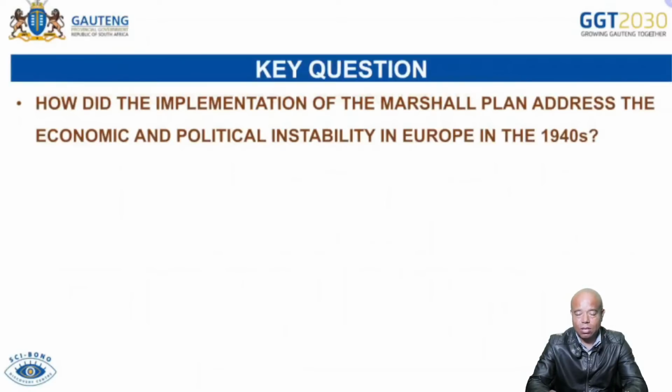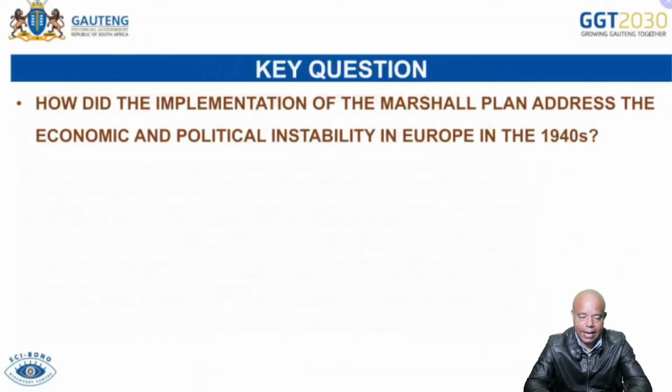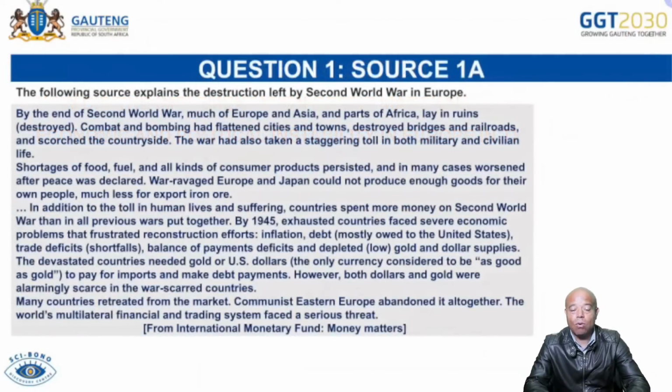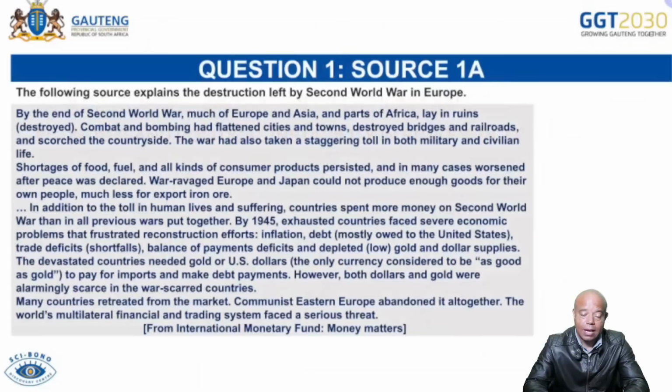So the key question, here's an example of a key question. How did the implementation of the Marshall Plan address the economic and political instability in Europe in the 1940s? Now that is the key question as per se. Now after the key question, you find source 1A. Now remember, the caption is always on top. So we read the caption. The following source explains the destruction left by the Second World War in Europe.